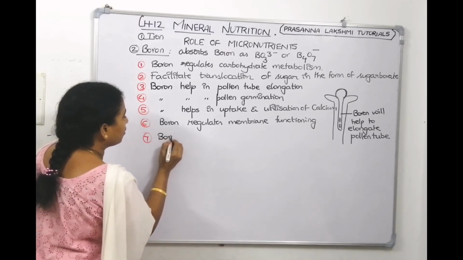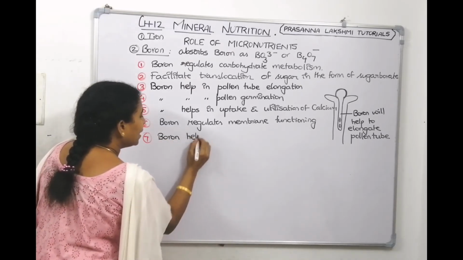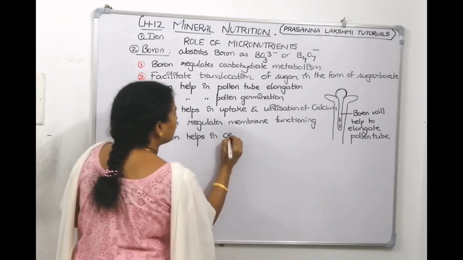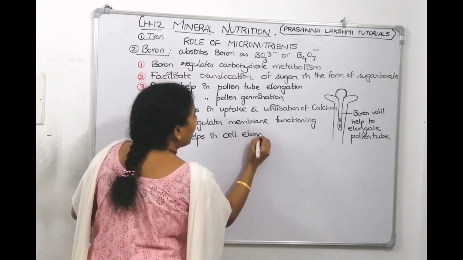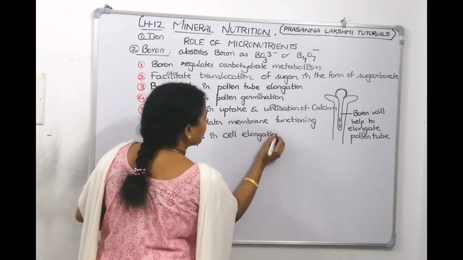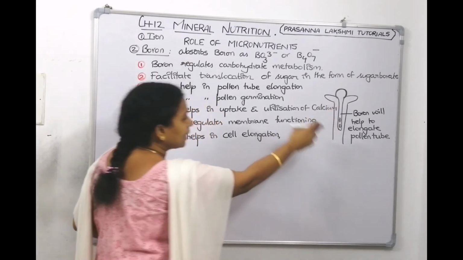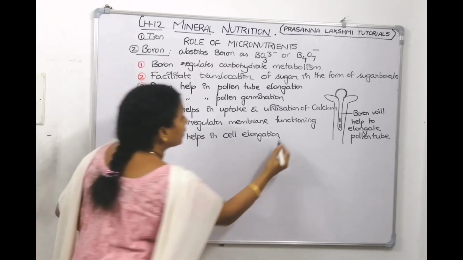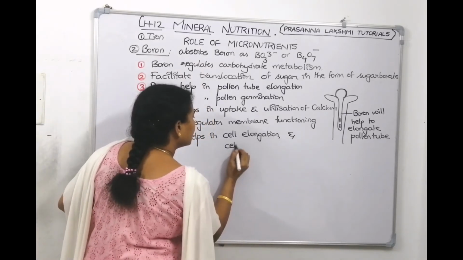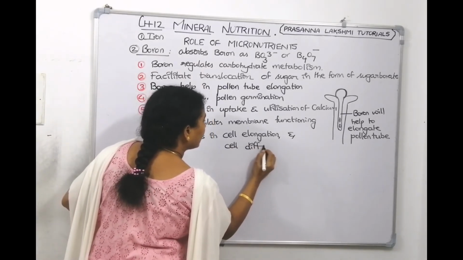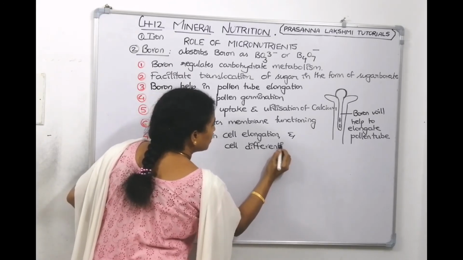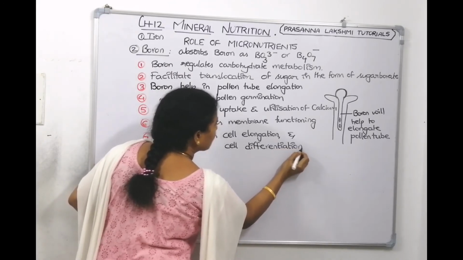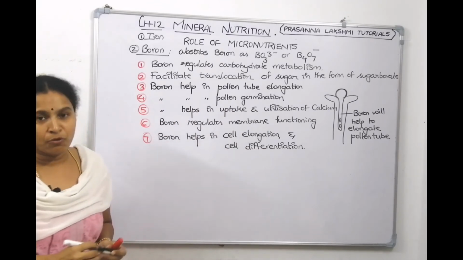So boron helps in cell elongation. Here literally we can see that the pollen grain cell is enlarging, the pollen tube is enlarging. So boron helps in cell elongation and cell differentiation. Children, all these are the functions of boron.